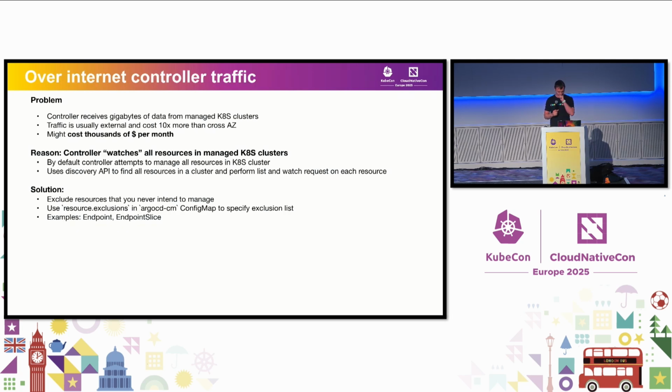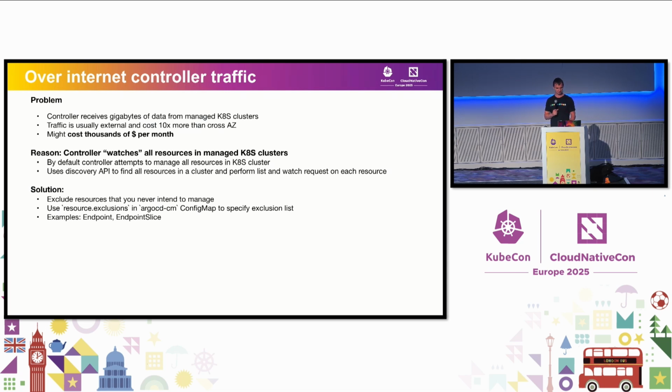And finally, we found that we had excessive internet traffic from the controller to a managed cluster, and there is really no good way to reduce this traffic. So there is no magical setting in Argo CD, unfortunately, but I wanted to suggest a workaround here. The reason is this traffic is 10 times more expensive than internal traffic, and that's why even small optimizations here translate to good savings.